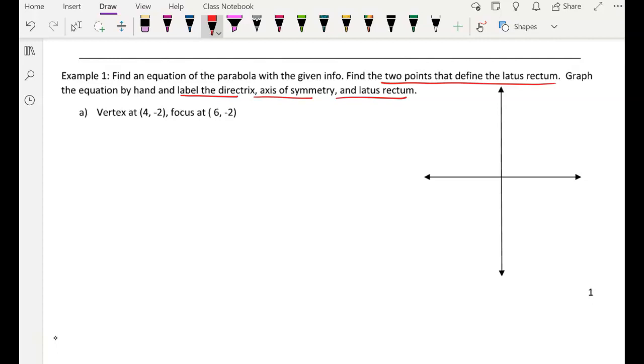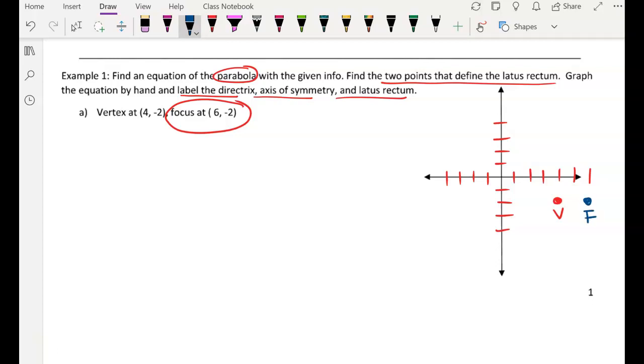It's given to you as (4, -2). So let's just make some tick marks here. So we already know this is a parabola, okay? The vertex is (4, -2). So that means I'm going to go right 4, and then I'm going to go down 2. This is your vertex. Let's label it V. Next, what we want to do is, remember, the focus is at (6, -2). So here's the focus.